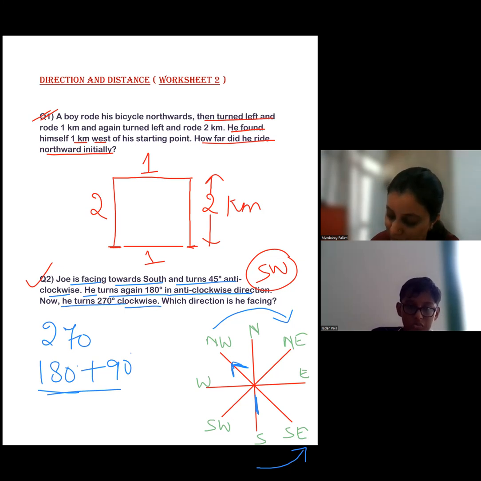So if it takes first of all 180 degrees, it was here. So again he'll come here. Correct? And 90 degrees more. So 90 degrees more will be towards this direction. So yes, you have got it correct. Very well done. The answer will be southwest. Got it? So this is how you have to do such type of questions where rotation is based on degrees.